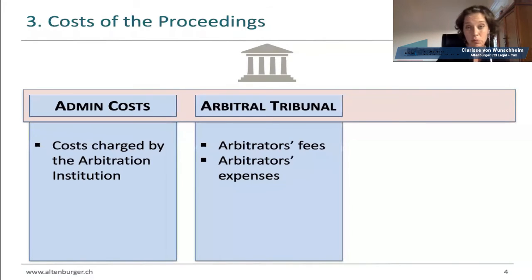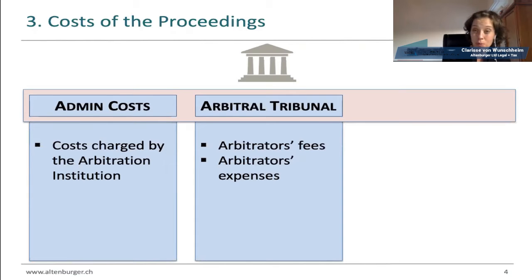The second subgroup is, of course, the arbitral tribunal. They'll decide on the dispute, and so you also have to pay them. They're not doing that for free. So as a second subgroup, you have the arbitrators' fees and the arbitrators' expenses.